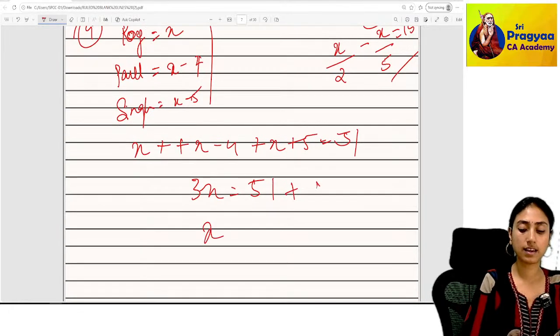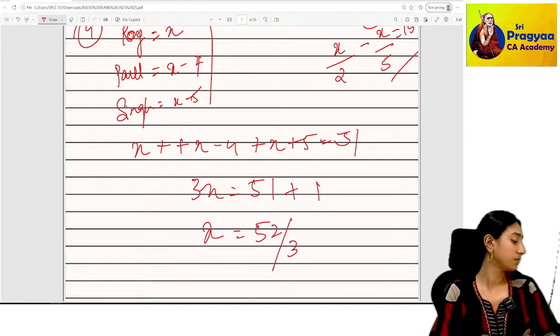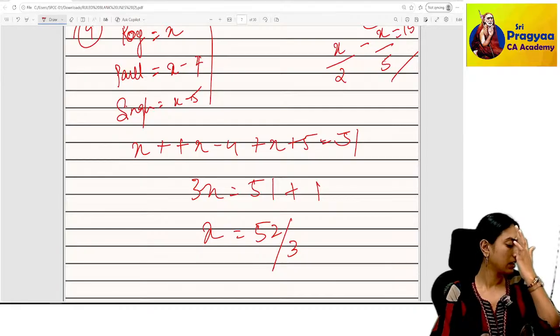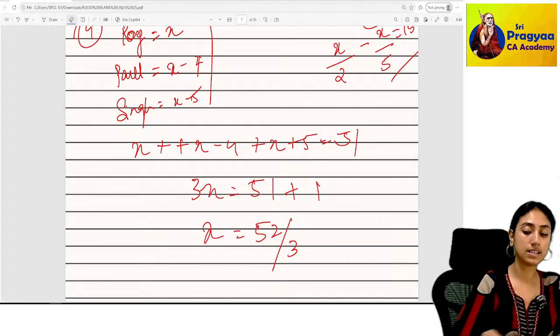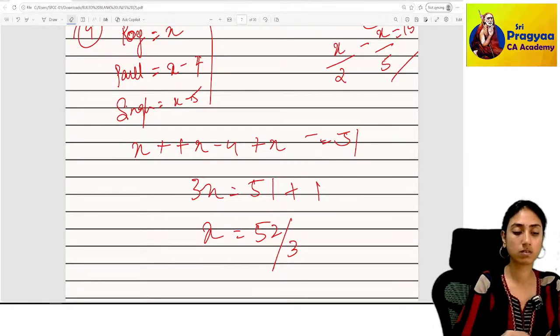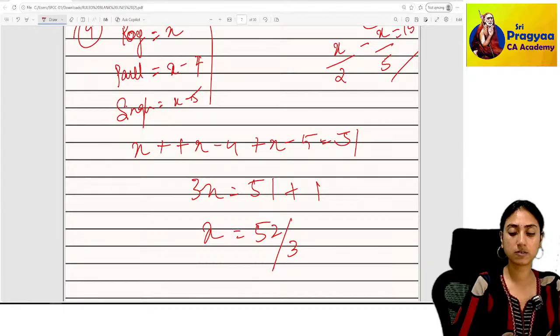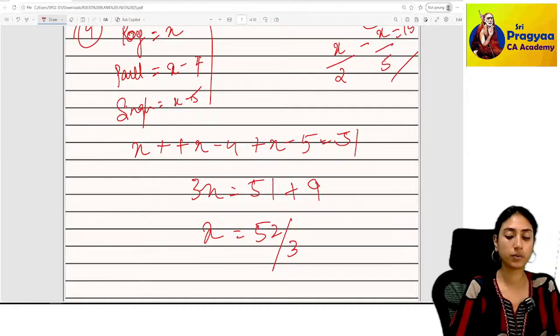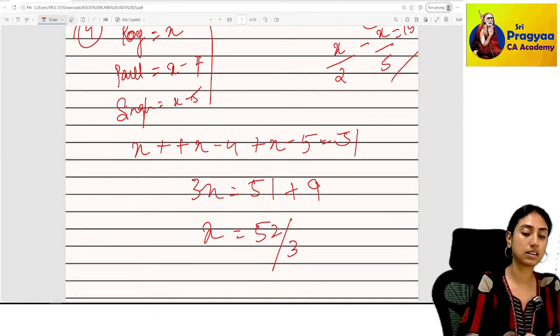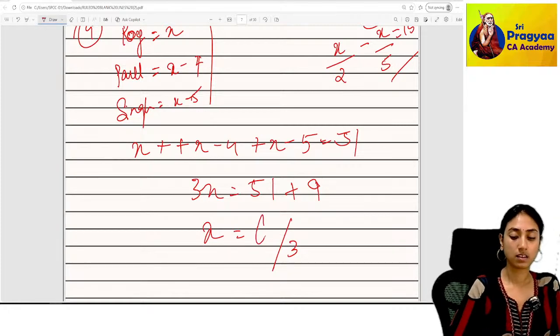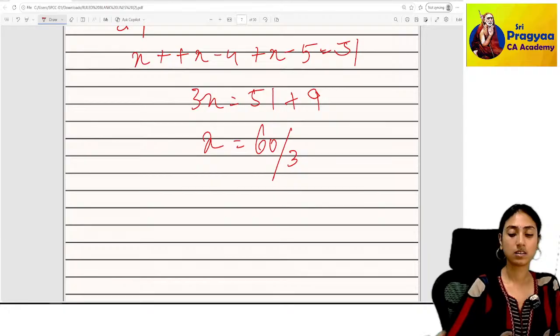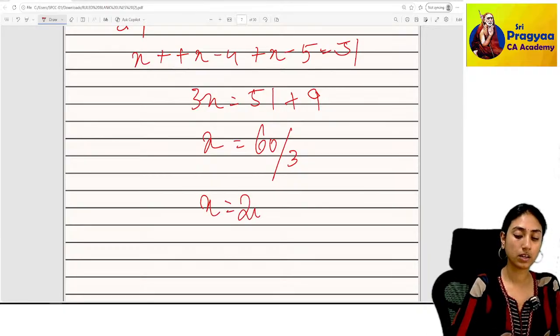plus 1. X is equal to 52 by 3. Sorry, this is minus. See, these are the places where you will go wrong. This is minus 5, so this will become plus 9. 51 plus 9 is 60. Right? 60. So x is equal to 20.